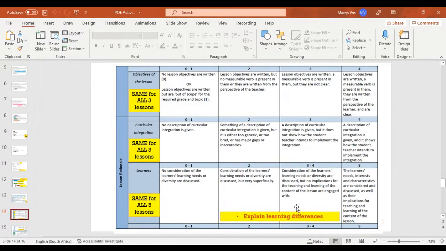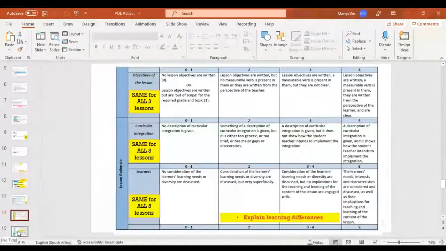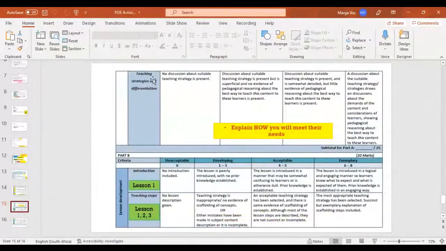Remember, you have to describe this very well. So you can't just say, I'm going to group them in 3 groups. You have to elaborate on the discussion. That was the word I was looking for. So elaborate on what and why. Then the teaching strategies and differentiation as well. You need to explain how you will meet their different needs.